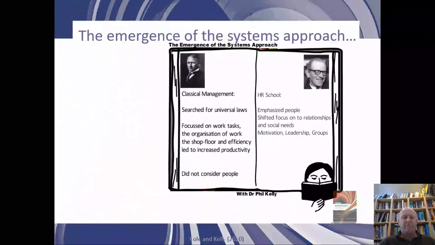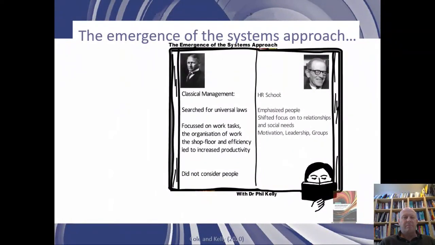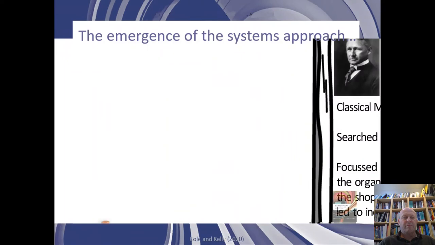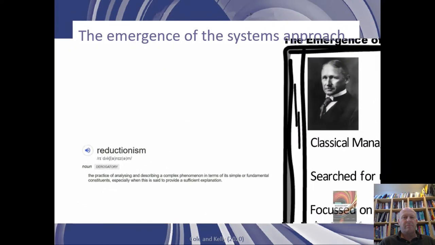Both the classical and the HR school focused on isolated parts of the organisation or management in order to better understand things. Whilst their approach did contribute to our understanding, it also left gaps in our knowledge. Their approach could be regarded as one of reductionism.